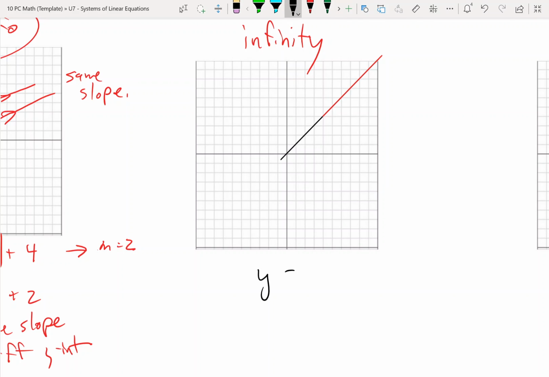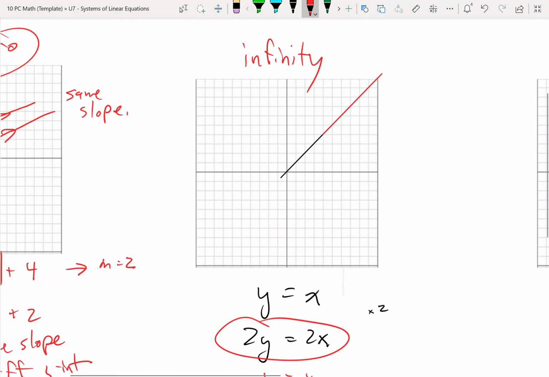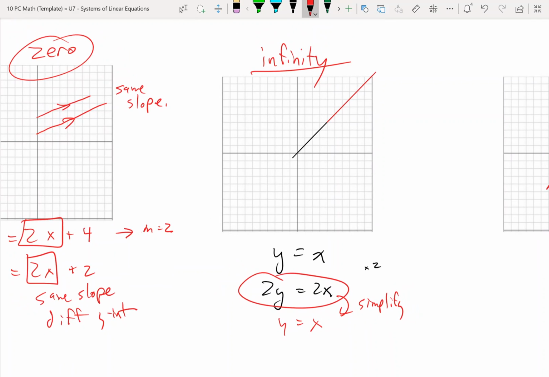Now, the infinite solutions one, let's do this equation. We'll just call this one y equals x. That is the equation of that black line. I want to change this equation, so I'm going to multiply it by 2 on both sides. So 2y equals 2x. That is the equation for the red line. If I graph that, I could simplify it to y equals x, which is the same. When you have two equations which simplify to be the exact same thing, that means they will overlap, and that means that there are infinite solutions.